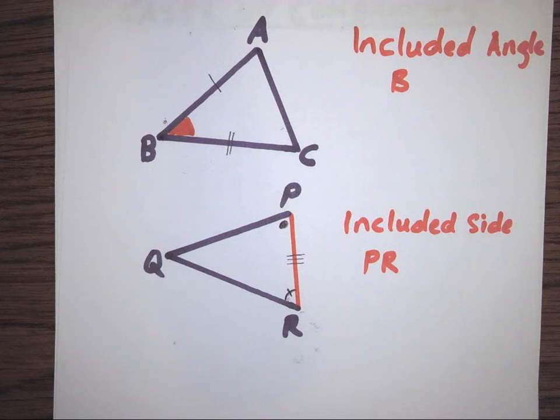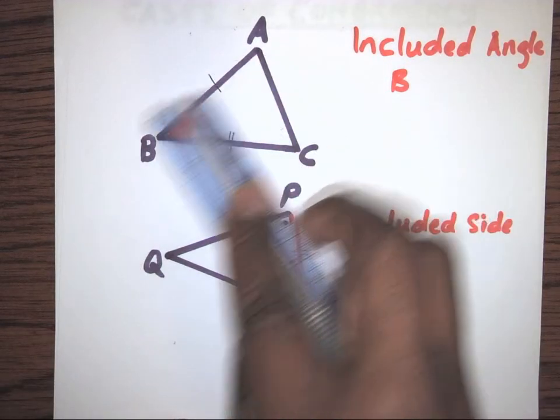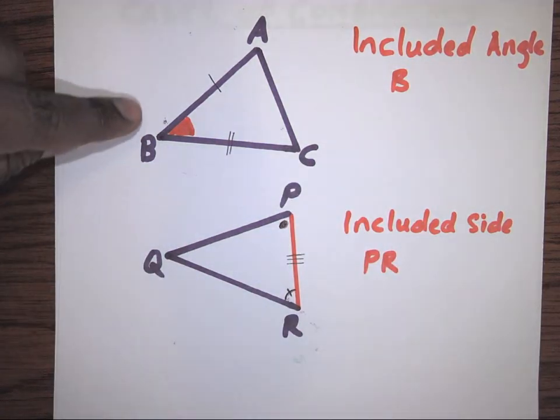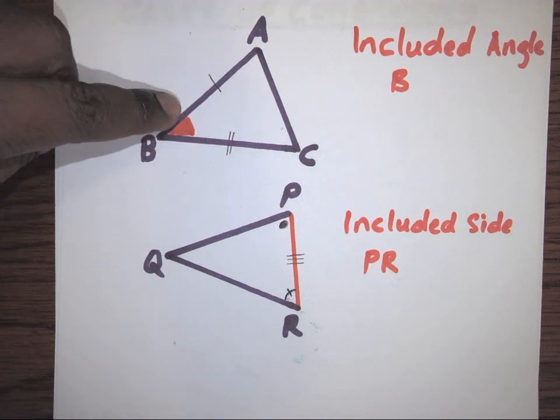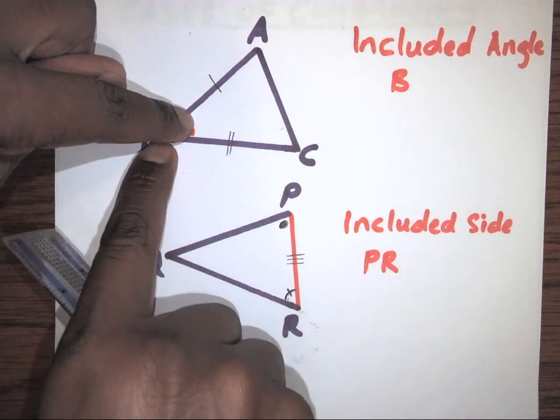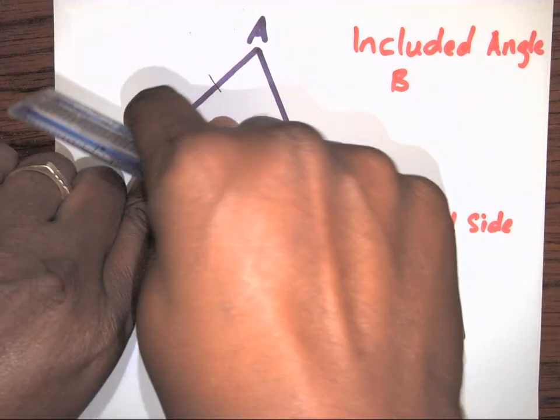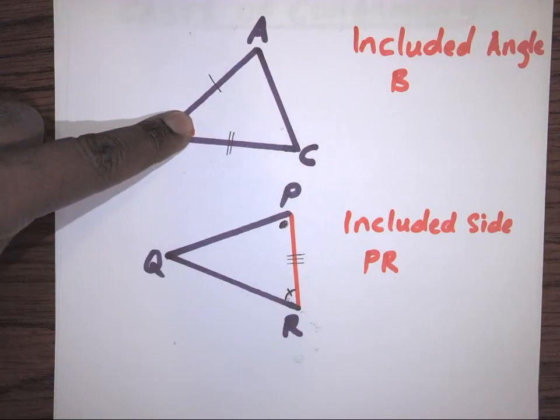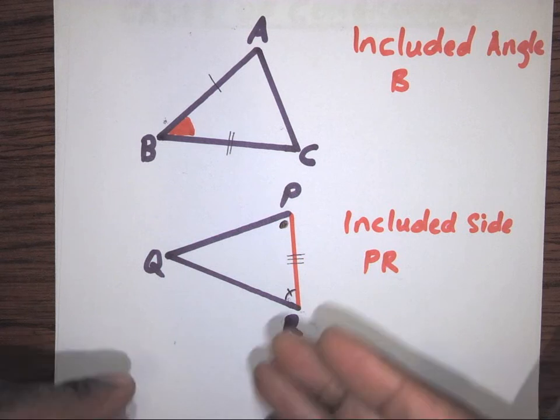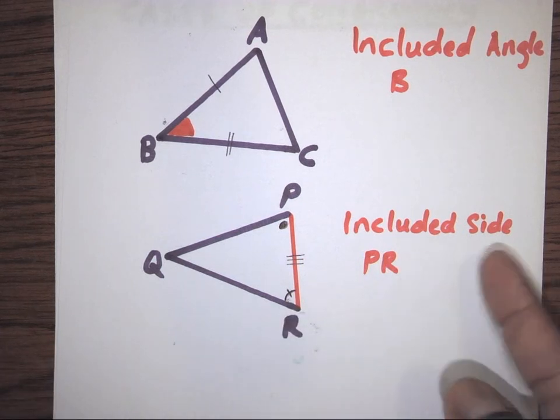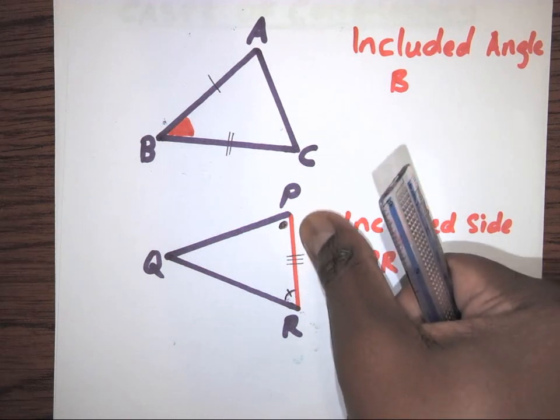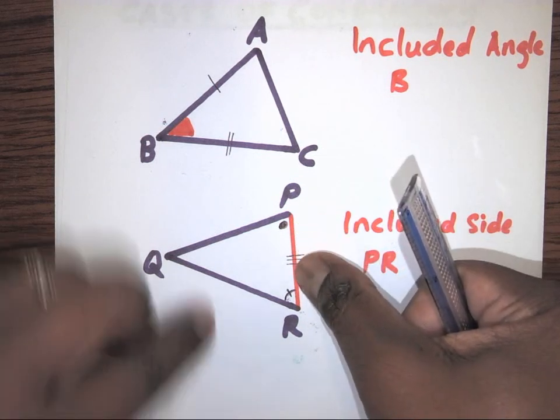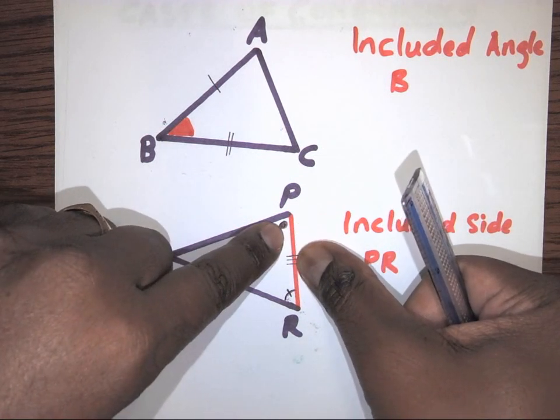You might have come across it with triangle ABC. Say you've got this angle B. Angle B will be called an included angle if we are talking about side BC and side AB. Similarly, side PR is included if it's between the angle P and angle R.